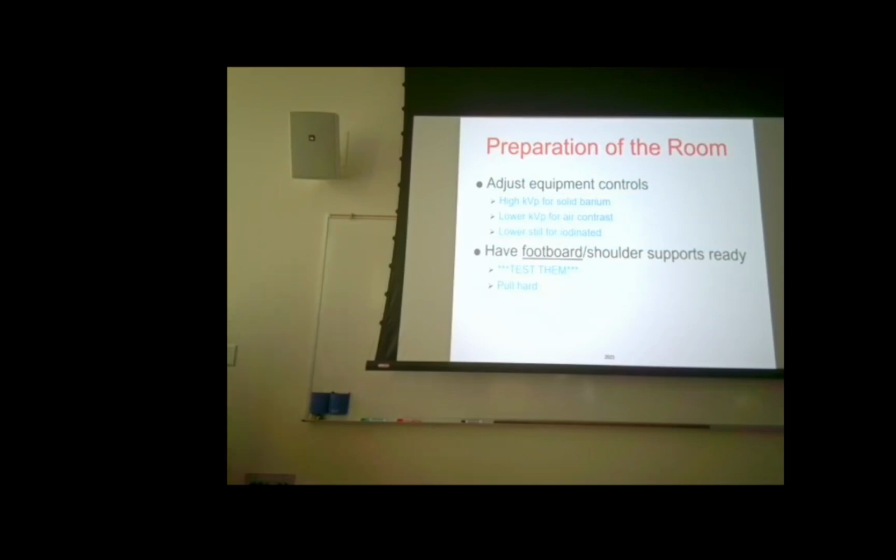All right, preparation of the room. High KVP, we talked about that. If we're looking for air contrast, you may back off your KVP, maybe 100 KVP. Iodinated contrast, probably 90. If you are doing an exam that starts with the patient upright, put the footboard on the table and then test it.